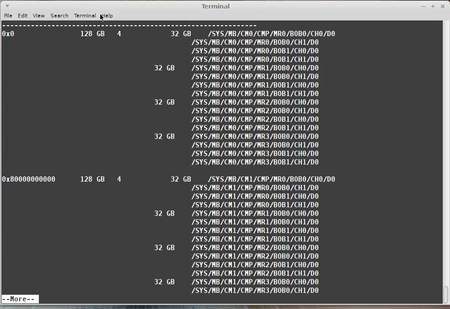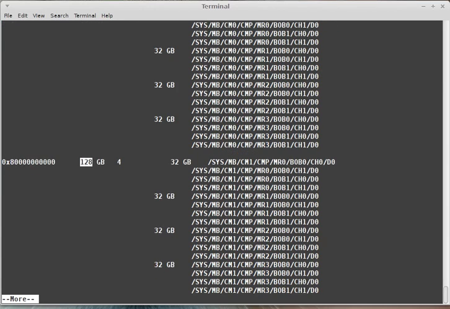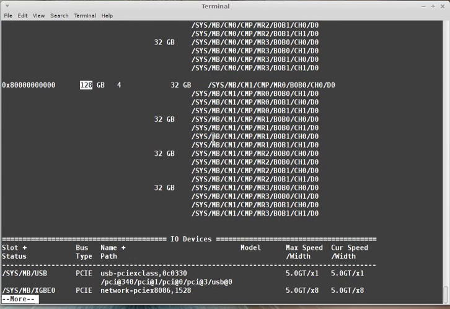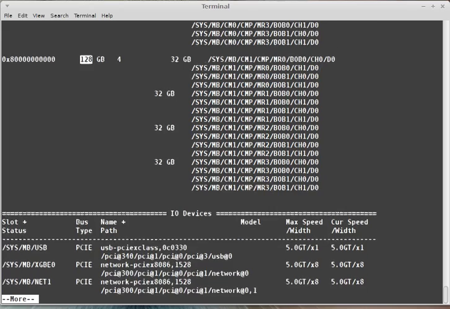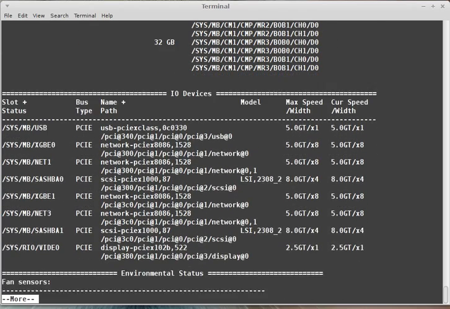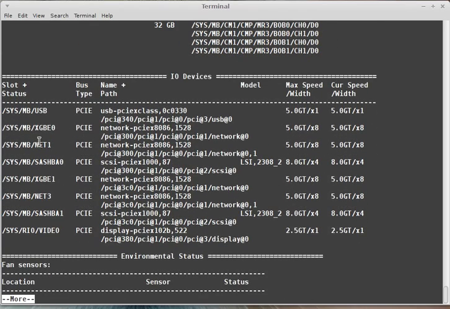There are two memory blocks. First one is 128, second one is 128, and totally 256 GB memory we have, but only 8 GB memory we are using in our system. Let's continue. These are my IO devices on our T5.